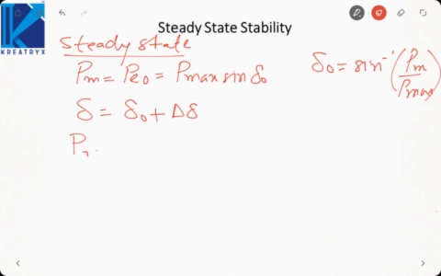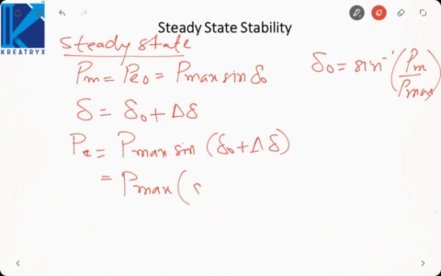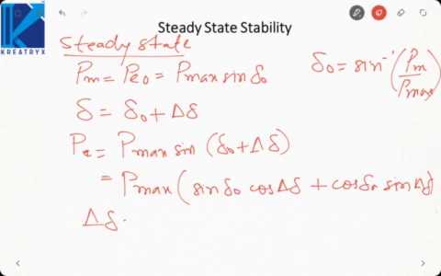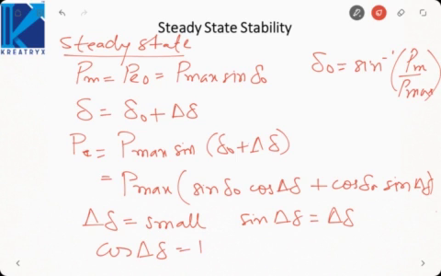Then what will happen to Pe? It will become Pmax sin of delta naught plus delta delta, which will be Pmax sin delta naught cos delta delta plus cos delta naught sin delta delta. Now since delta delta will be small, we are talking about a small disturbance, sine of delta delta can be replaced by delta delta and cos of delta delta can be taken as 1.